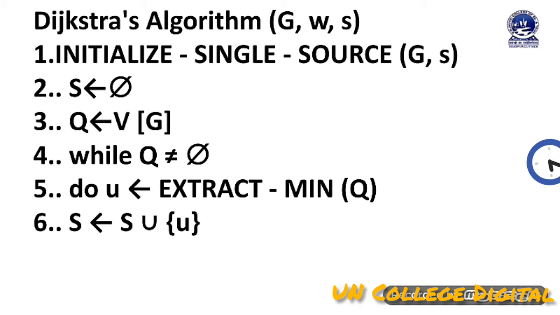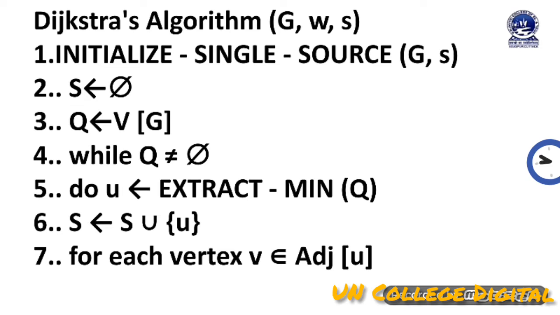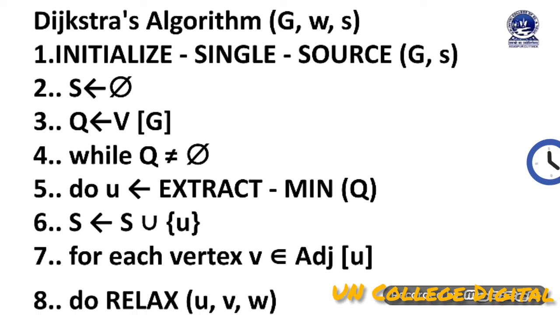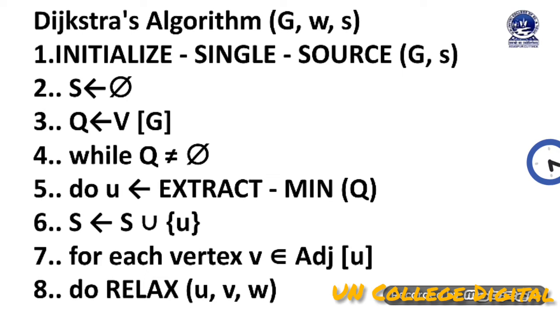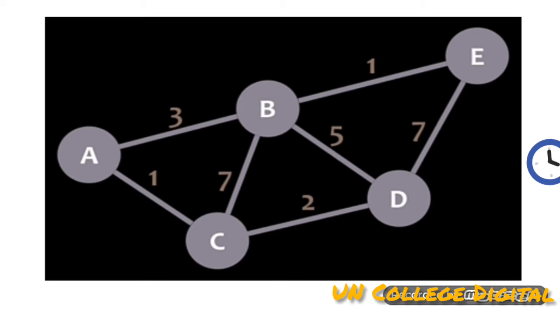Then we will add the vertex to the result set, that is S. In this way, we will continue the loop till all the vertices are added into the set. In this way, the Dijkstra algorithm will continue. Now I am going to give one example so that you will be clear.